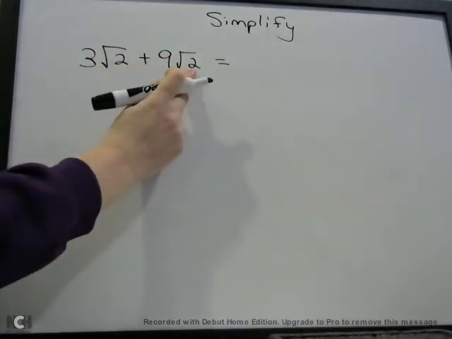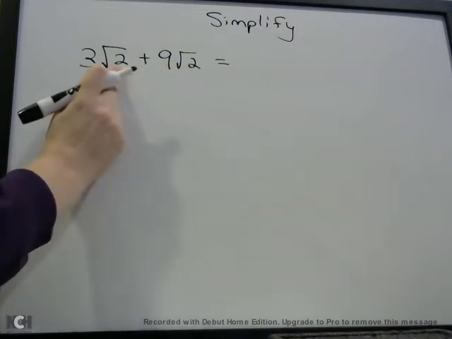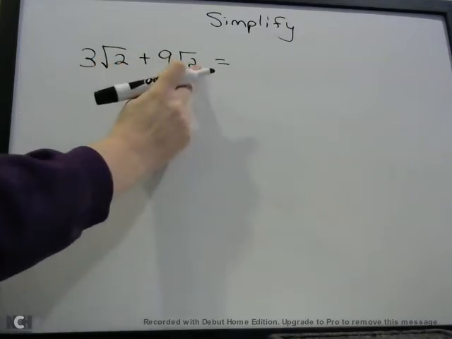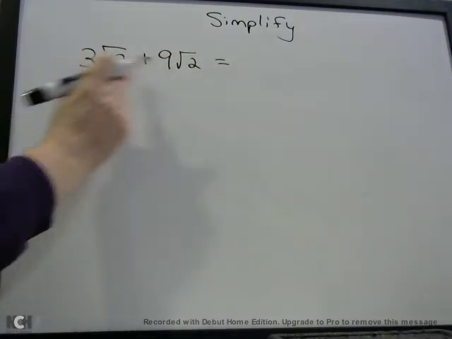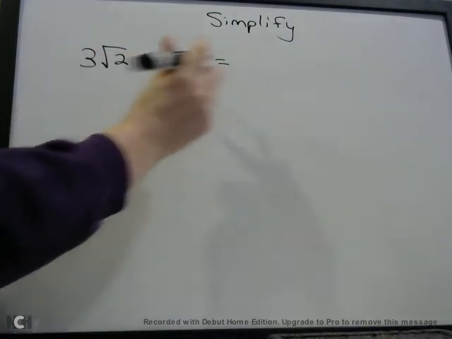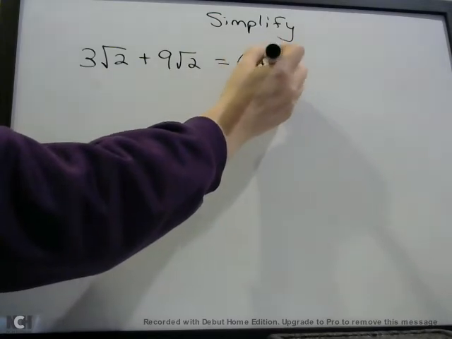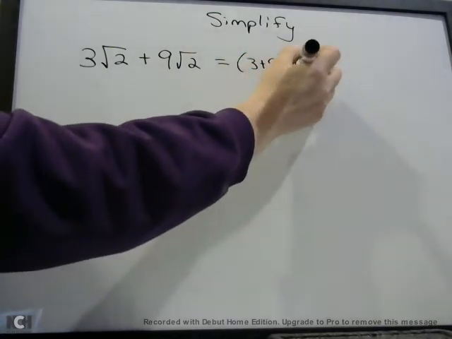Since these are the same number, square root of 2 and square root of 2, we can only do that if it's the same number under the radical signs. Then all you do is add what's in front of them. So it would be 3 plus 9 times the square root of 2.